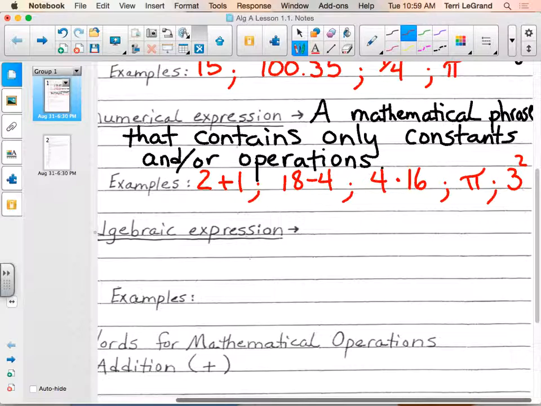Okay, algebraic expression then. Well, we know an expression doesn't have what? An equal sign. Algebraic, oh my gosh, that almost makes my brain say right away: algebra, there's those things called variables. So what do you think an algebraic expression has to have in it? A variable, yeah.